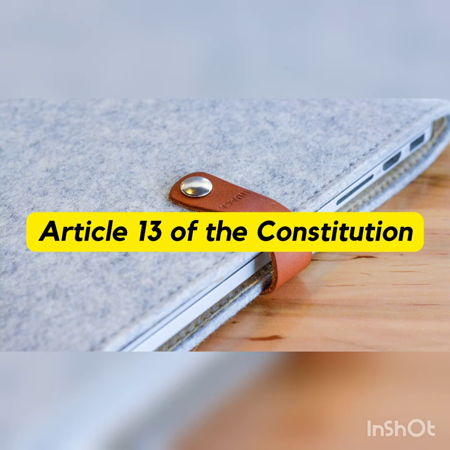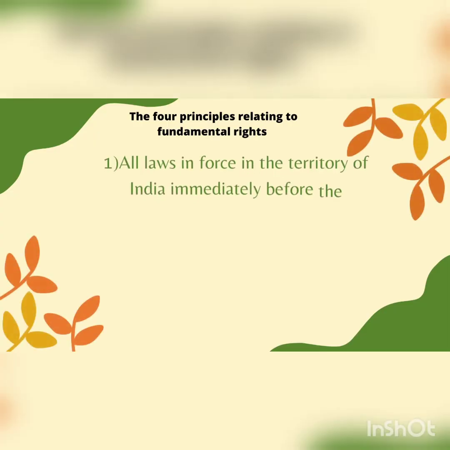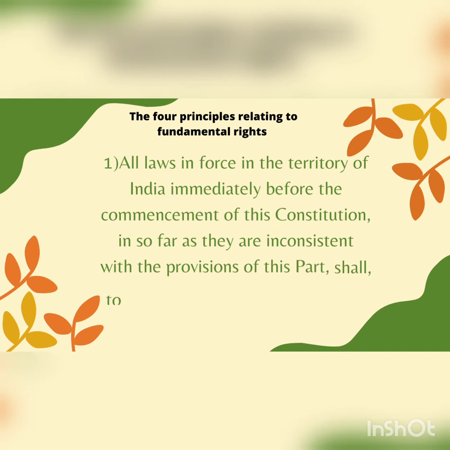13.2. The state shall not make any law which takes away or abridges the rights conferred by this part, and any law made in contravention of this clause shall, to the extent of the contravention, be void.